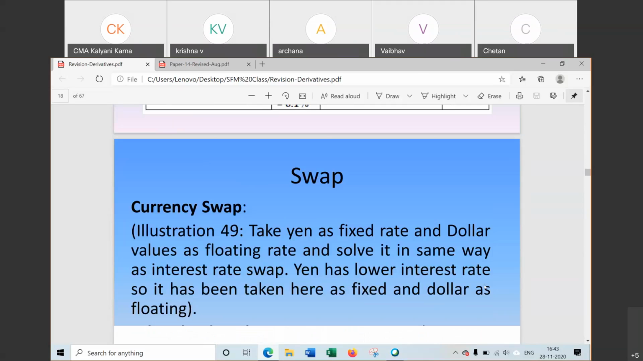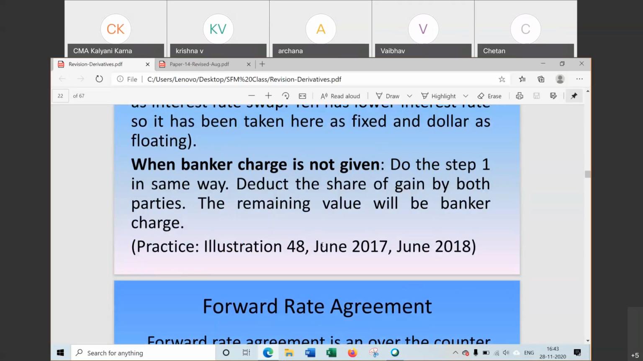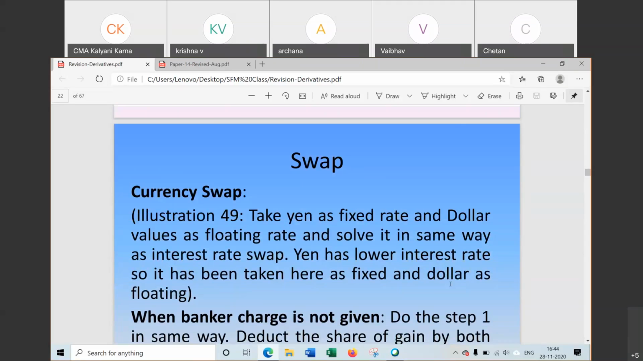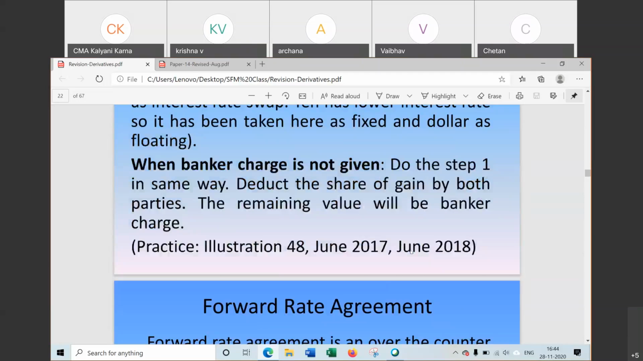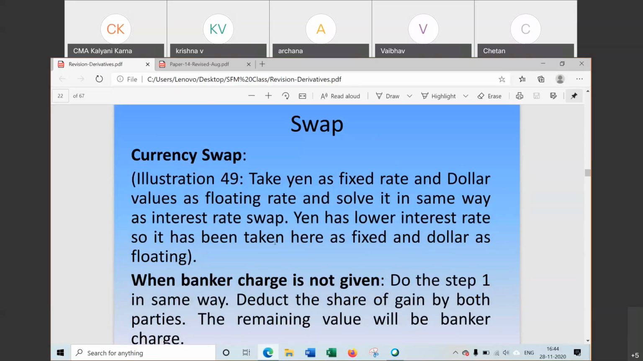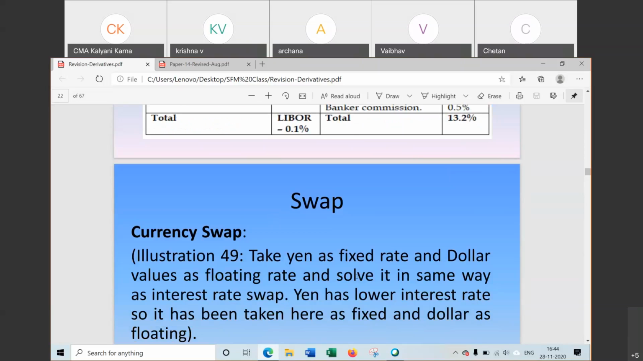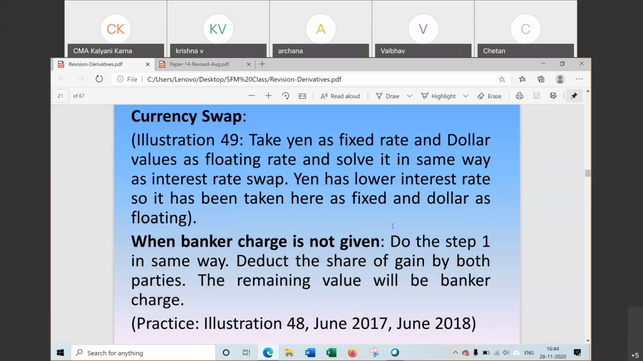So question number 48 is for computation of banker commission, banker charge, and the same question in June 2017 and 18, that is the swap deal. Illustration 48, 2017 and 2018, question number 44, this is in December 2017. Question number 49 is for currency swap. So for currency swap, try to solve this one based on this concept. Remember the concept and try to solve this one also.